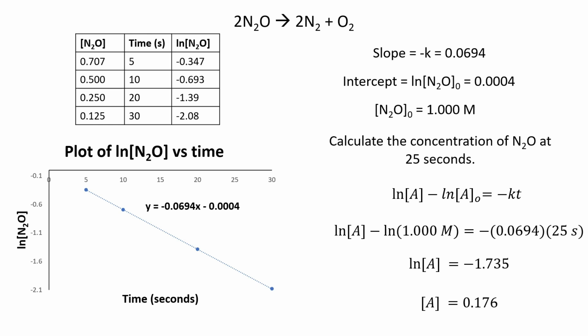Well, let's go back to our data. 25 seconds is going to be in between 20 seconds and 30 seconds. So my concentration ought to be somewhere in between 0.250 and 0.125. And yes, it exactly is. It's in between these two concentrations.